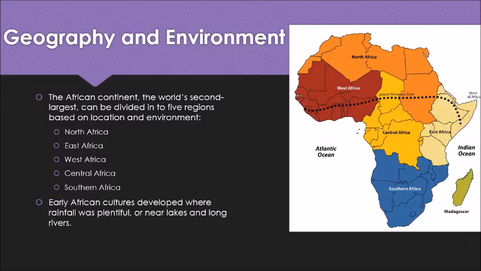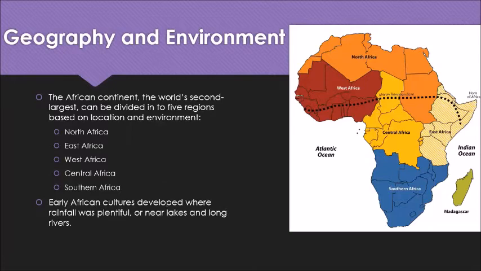So, looking at that map, in the north we have North Africa, and then the red is West Africa, yellow is Central Africa, blue is Southern Africa, and of course we have the lined region, which is East Africa. Madagascar is its own thing, so it does not count as one of these regions because it is an island off the southeastern coast.